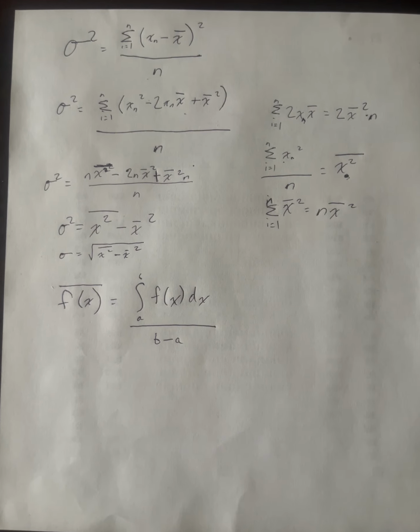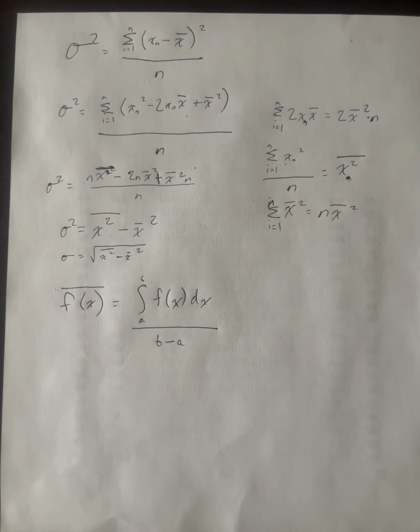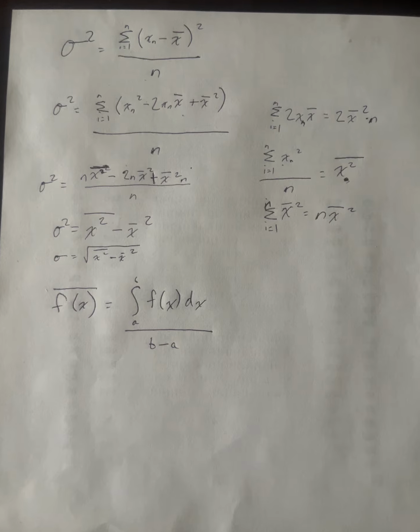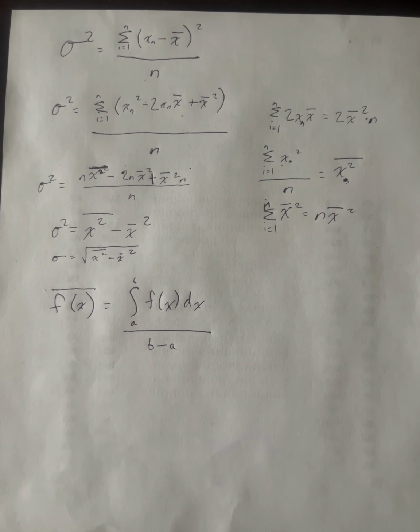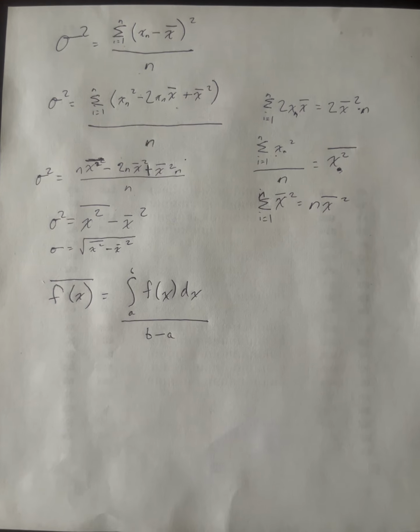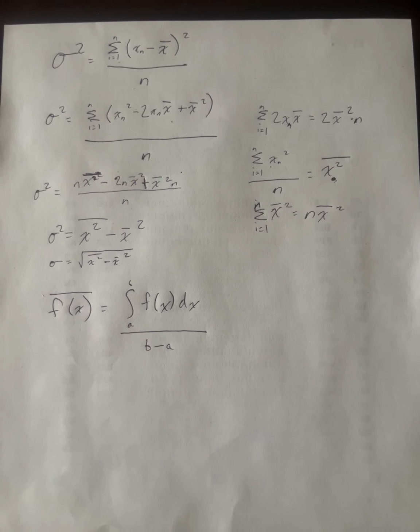That simplifies to sigma squared equals x squared bar minus x bar squared. The variance is equal to the mean of the squares minus the square of the means. And to convert that to a standard deviation, you just take the square root.